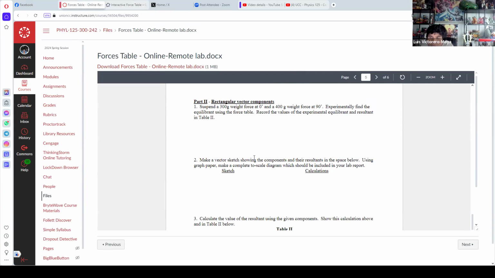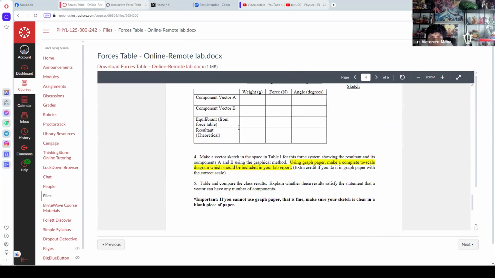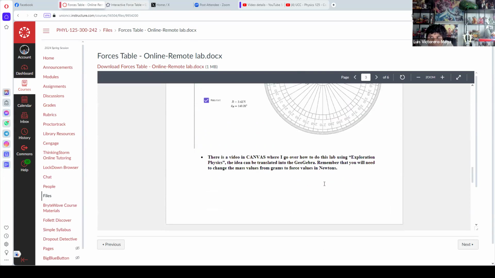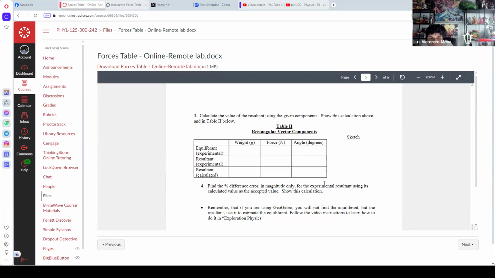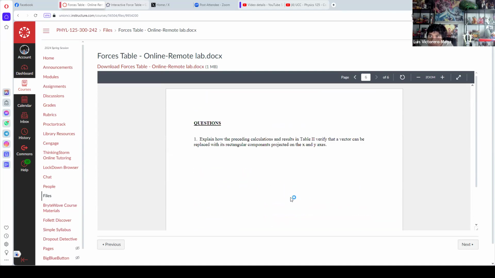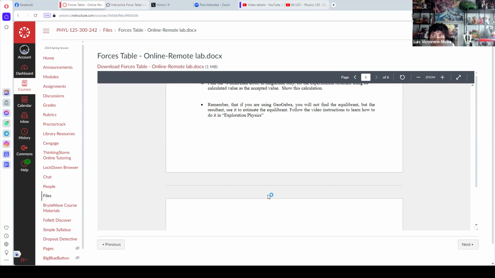Make a sketch. The sketch can be basically like this on graph paper if you can. And then you have a few questions to answer here on the table and here. All right. So this lab will take you a bit more time. If you do the trigonometry in class, you can apply it here. If you do not do the trigonometry in class, just use the software. All right. Don't give up on the lab.